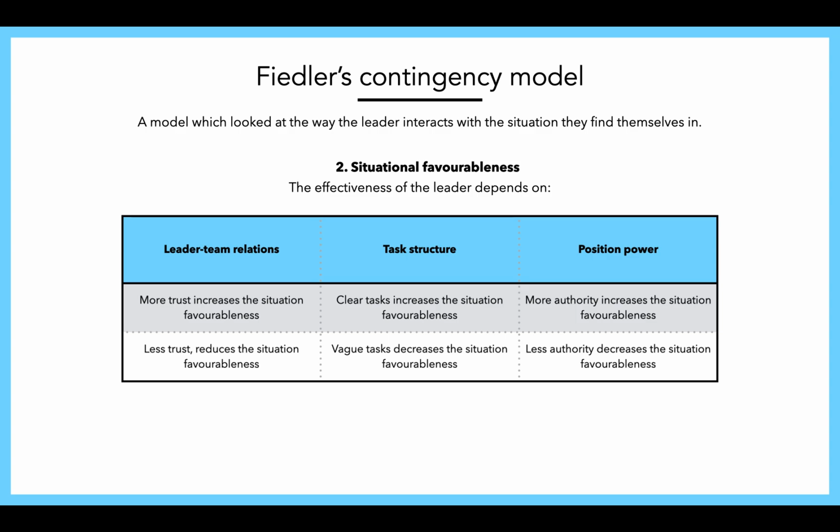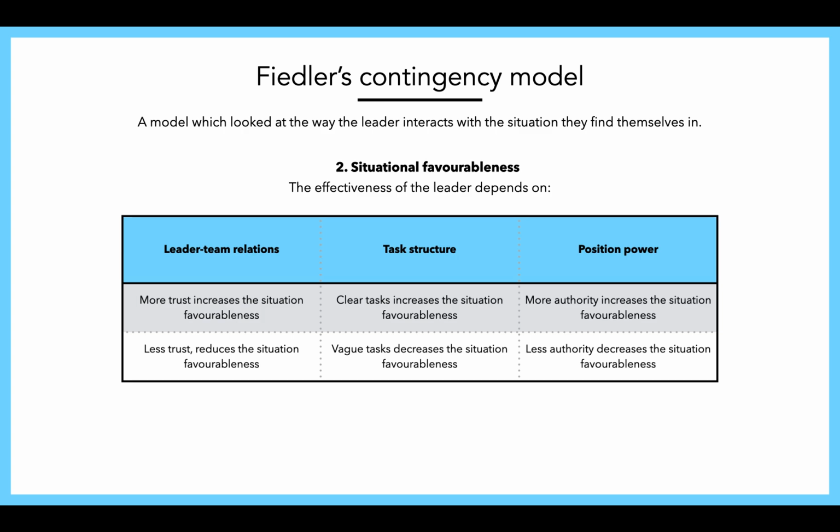Then we had task structure. Clear tasks increase the favourableness of the situation. The task is clear, everyone knows what they have to do. Vague tasks reduce how favourable that situation is. Okay, very straightforward. And then finally we had position power, which linked to authority.